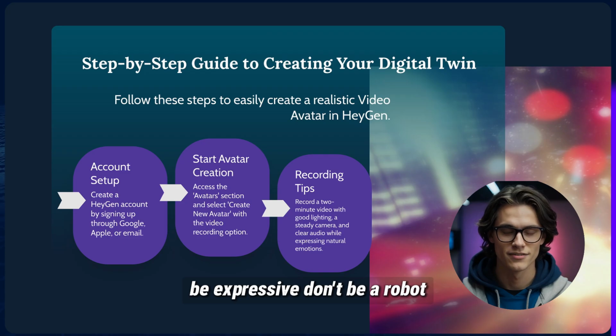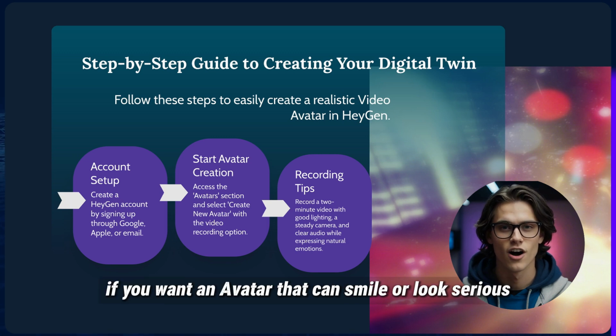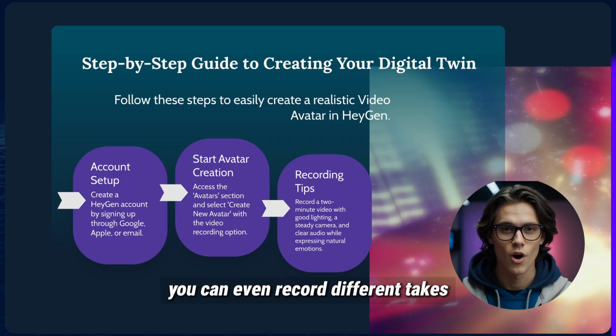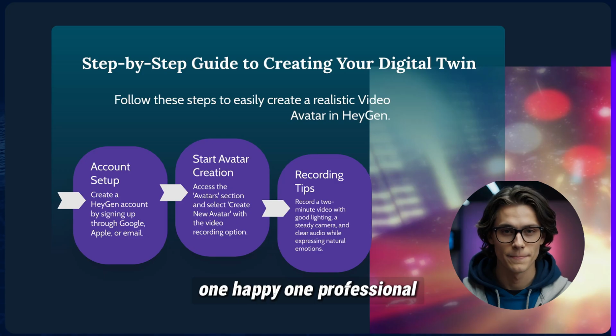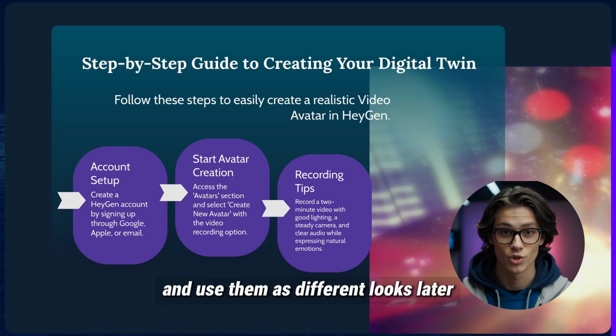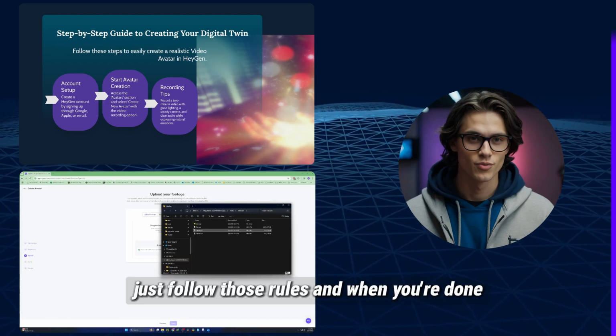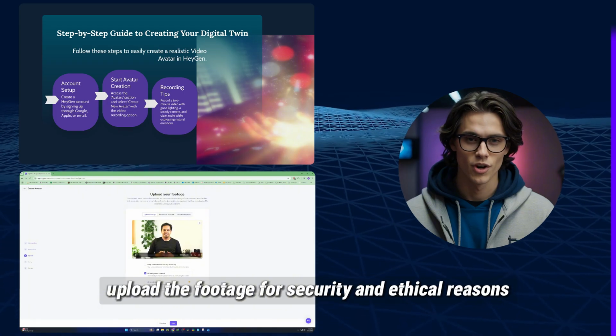Be expressive. Don't be a robot. Use natural facial expressions. If you want an avatar that can smile or look serious, you need to give the AI that data. You can even record different takes, one happy, one professional, and use them as different looks later. Talk about whatever you want for 2 minutes. Just follow those rules, and when you're done, upload the footage.